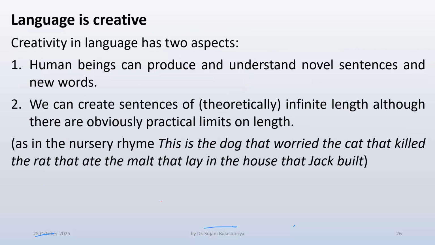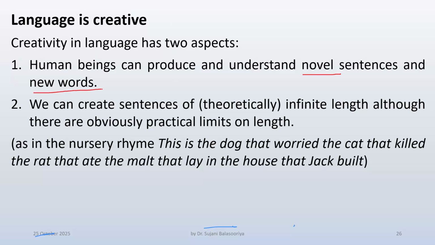Okay, right. And there's another aspect of the nature of language. We identify it as creativity. We say language is creative. There's another word, productivity. So creative or productive, both words are the same, right? Either we can say creativity of language or productivity of language. Now, what do you mean by this? Creativity in language has two aspects. One is human beings can produce and understand novel sentences and new words. Novel means new. So human beings, we people, can produce as well as understand new sentences, even new words.